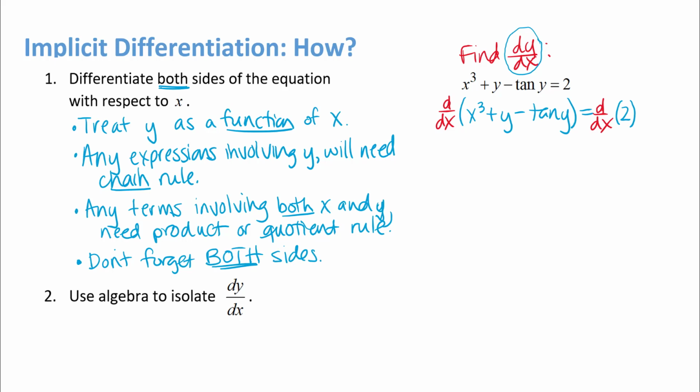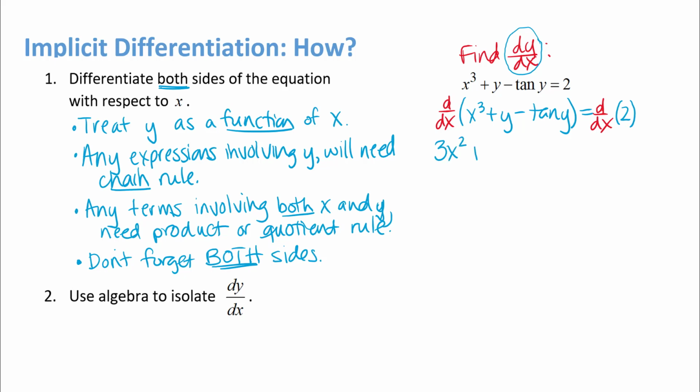Okay, so I applied that differential operator d dx to both sides of the equation. That's telling me to differentiate with respect to x on both sides. So we're just going to go through and do this. On the left side, I'm going to find the derivative with respect to x of x cubed. That's a pretty easy derivative. We just get 3x squared.